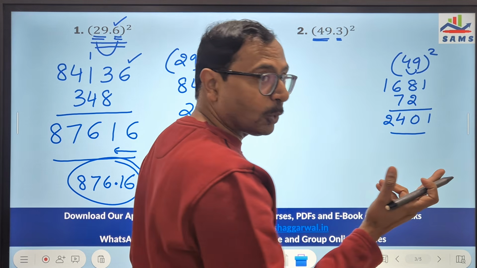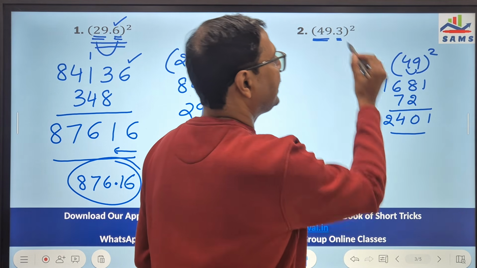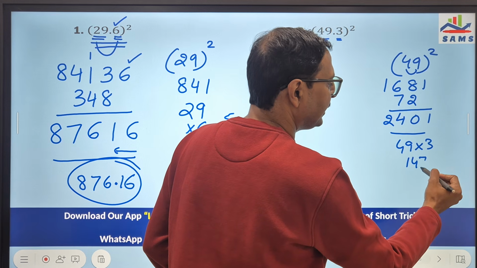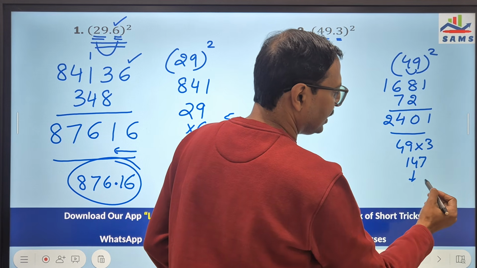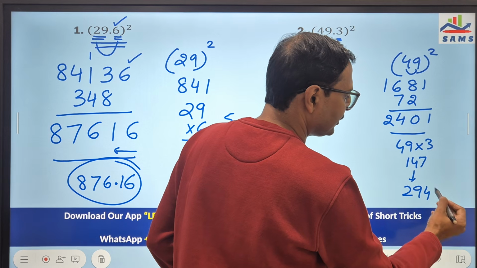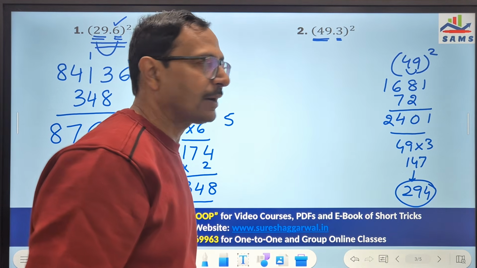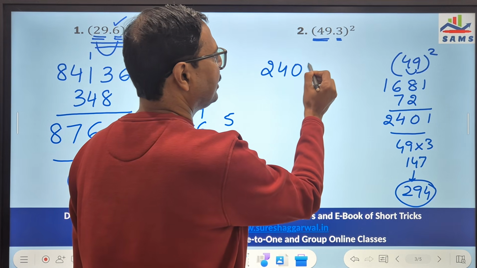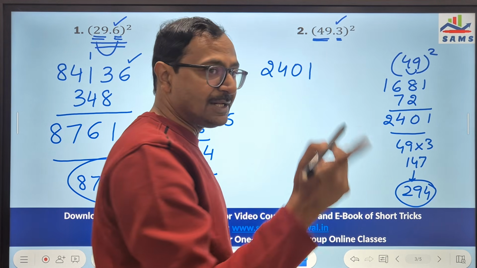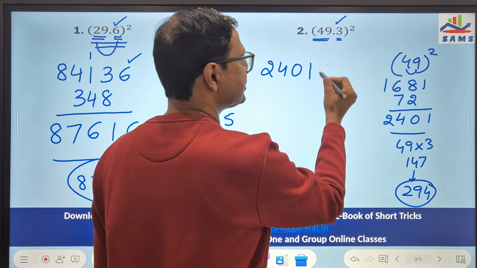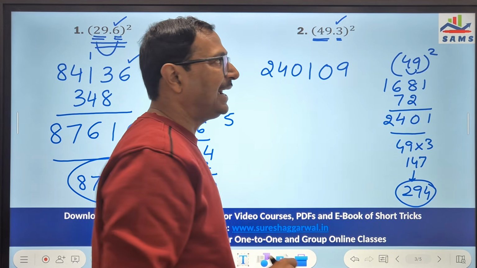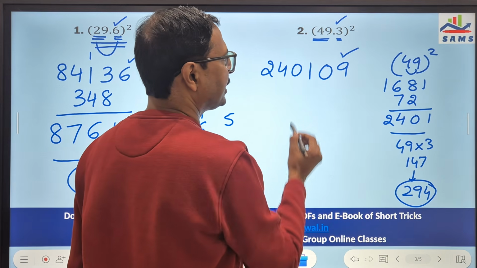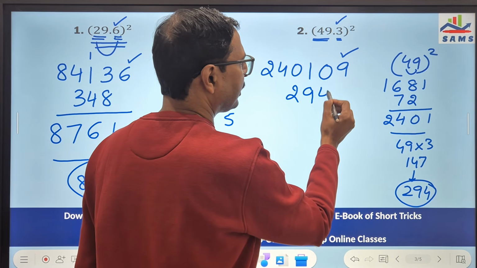And then I need one more number. What is that? 49 times 3. And 49 times 3 is 147. The double of this is 294. Now this is the second number which I require. So I will write 49 square 2401. 3 square is 9, so I will write it as a 2-digit number 09. This is important. And then this number 294, one digit from the right hand side, 294 like this.